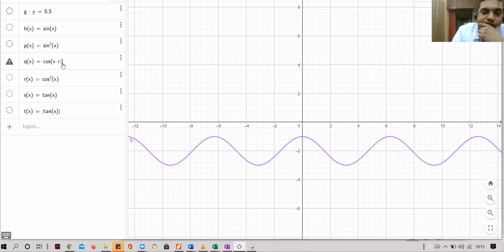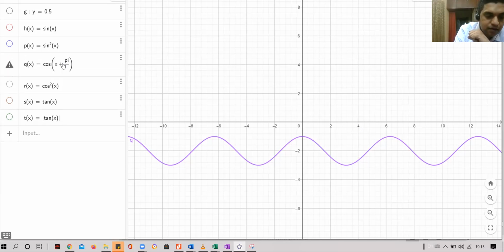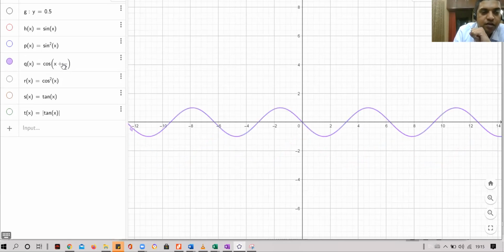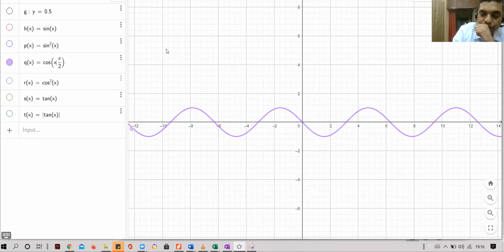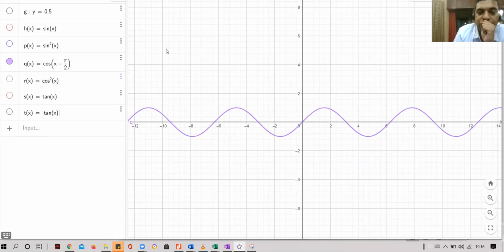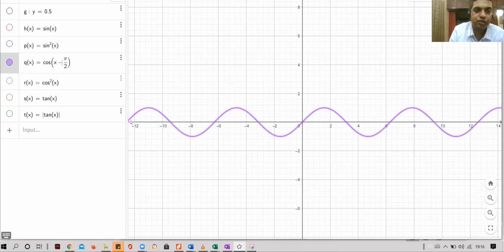However, when you add, listen very carefully, when you add, let's say pi by 2. See what has happened. When I added pi by 2, cos x graph shifted to the left. And the same when I do subtraction. The cos x graph will shift to the right.